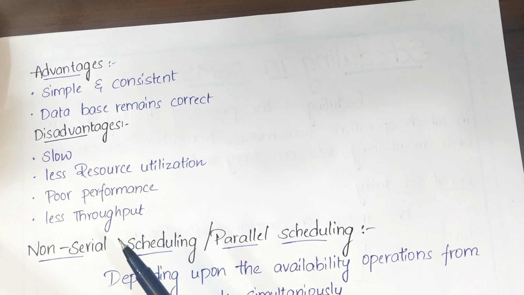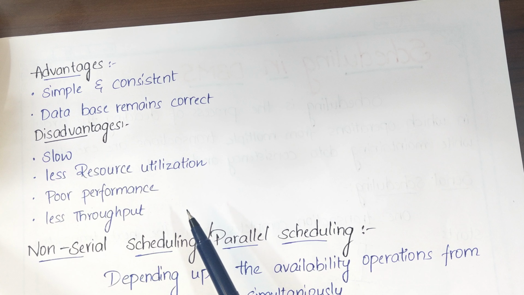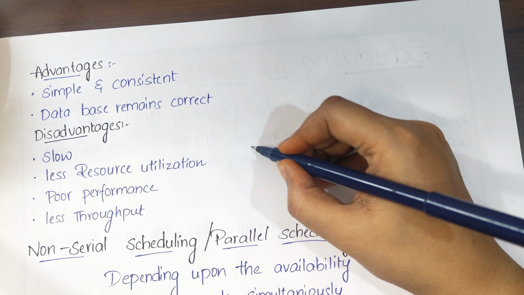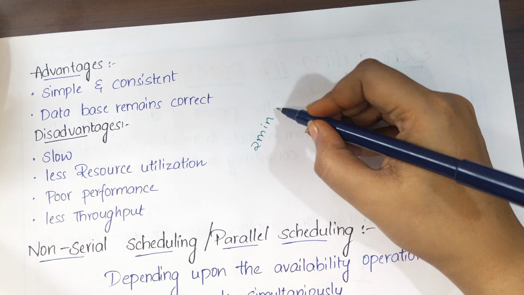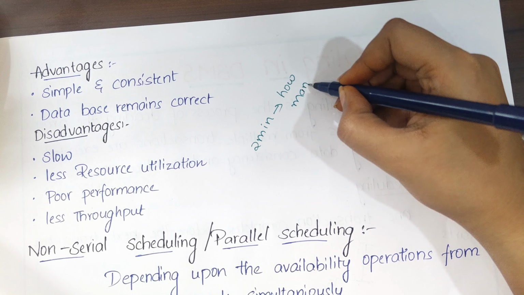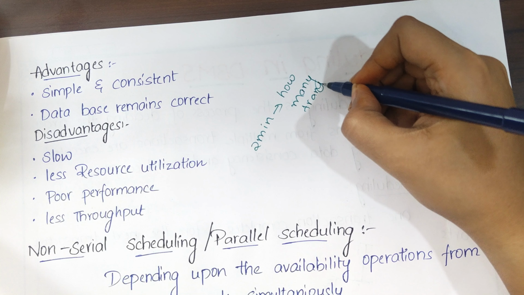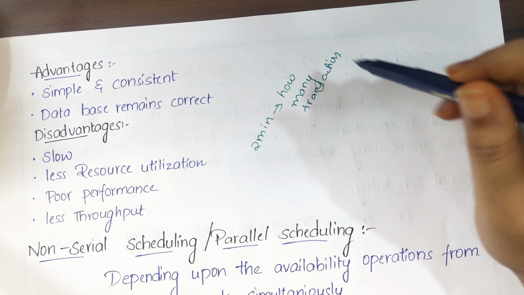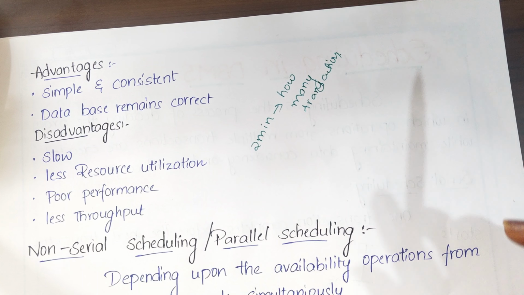Less throughput. Throughput is nothing but the number of transactions happening in a given amount of time. Let's consider there will be 2 minutes of time. In 2 minutes, how many transactions are happening? The number of transactions happening in a specific amount of time is called throughput. Here so few transactions are happening, right? So less throughput.